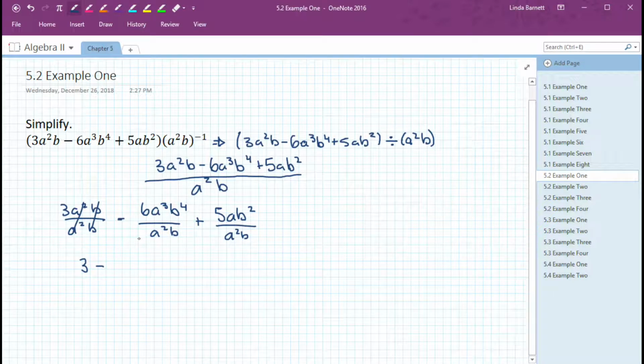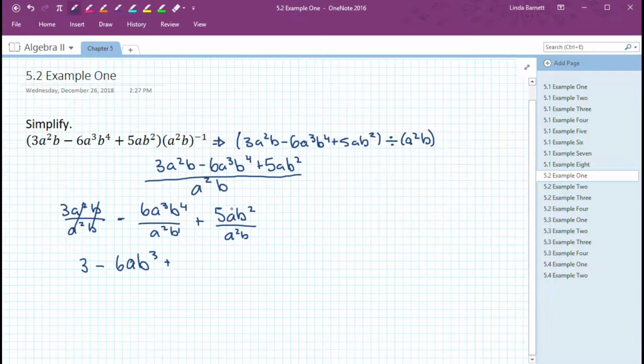And then 6 divided by 1 is 6. And then we're going to do a cubed divided by a squared. When I'm dividing fractions, I subtract the exponents. So 3 minus 2 is 1, a to the power of 1. And b to the power of 4 divided by b to the first, I'm going to subtract 4 minus 1, is b cubed. This last one is going to give me some negative exponents.